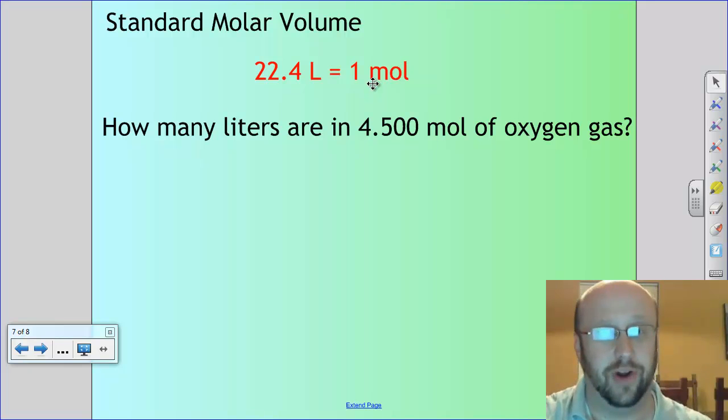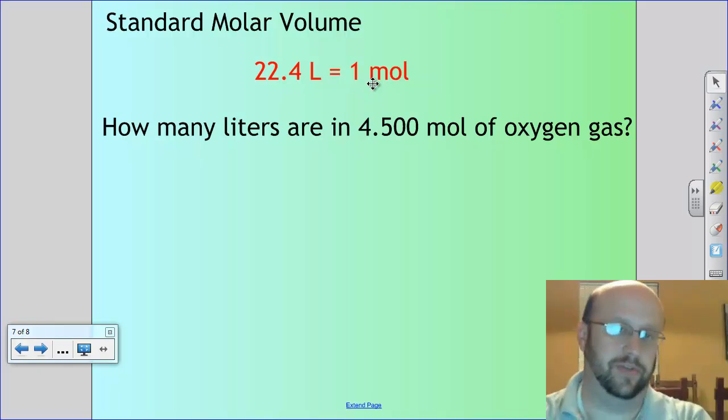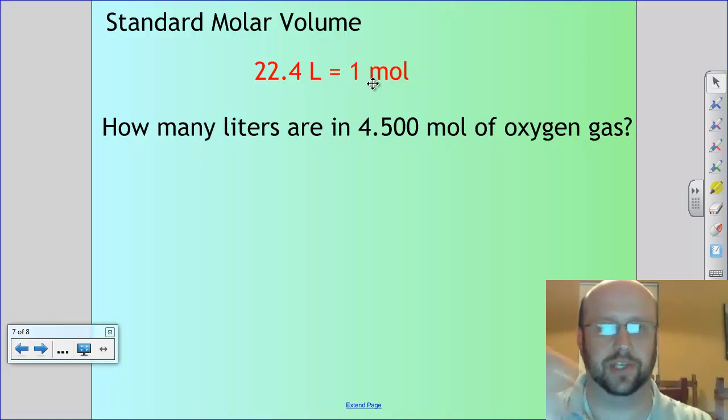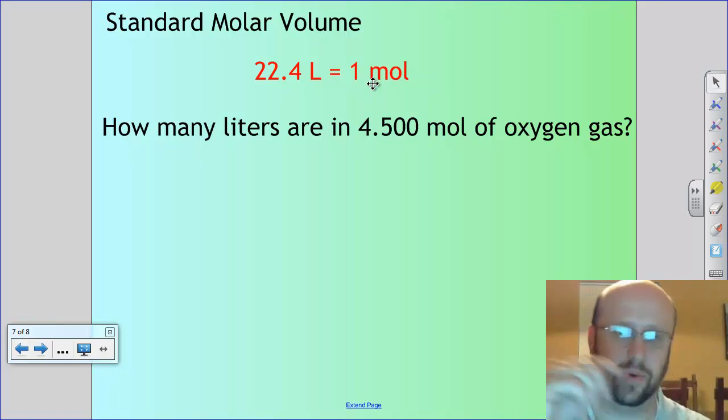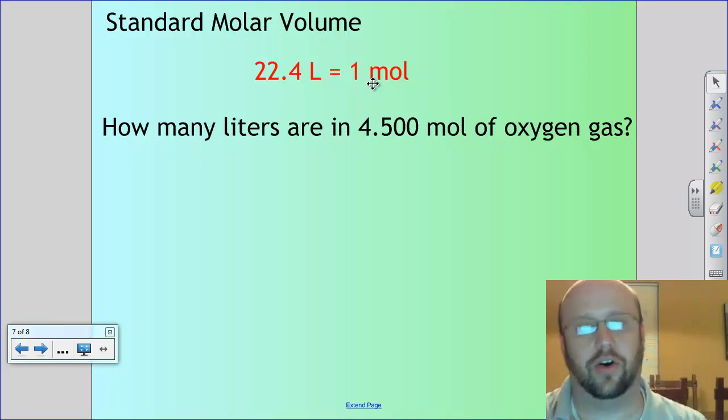In other words, if we're at 0 degrees Celsius and 1 atmosphere, it doesn't matter what gas it is. This is actually where Avogadro of the number fame comes into view. He's the guy that comes up with this whole idea of standard molar volume. So 22.4 liters equals 1 mole.